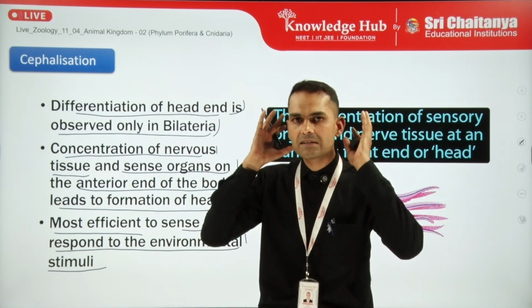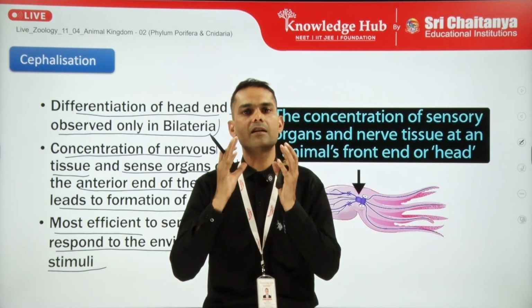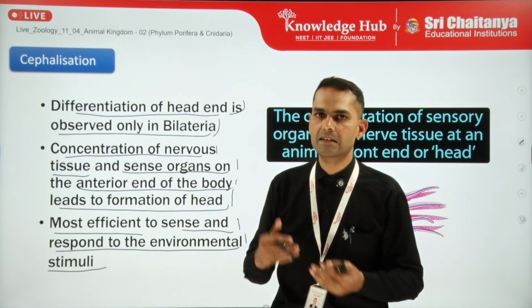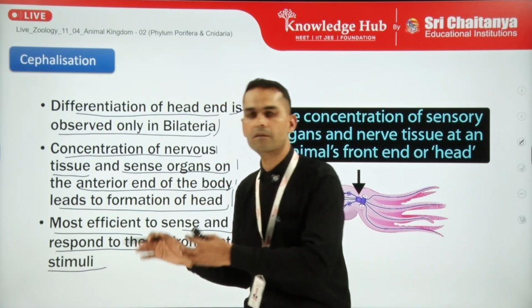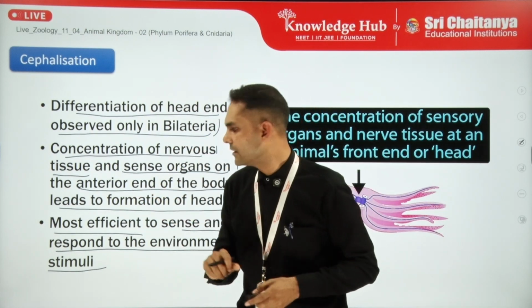So with the sense organs along with the nervous system being concentrated on the anterior part near the mouth, the probability of getting food increases. As a result, cephalization is the property of forming the head towards the anterior region, right?